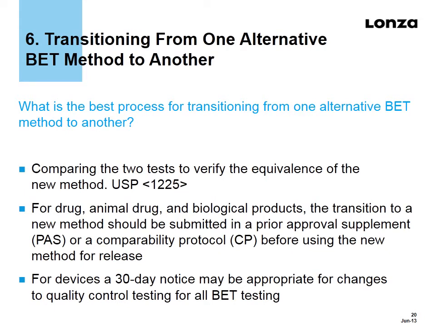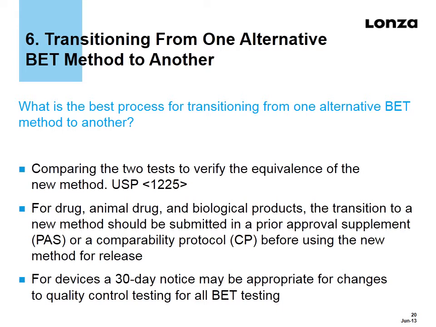The next question is regarding transitioning from one alternative BET method to another. And the question is, what is the best process for transitioning from one alternative BET method to another? This is done by comparing the two tests to verify the equivalence of the new method using USP Chapter 1225. For drug, animal drug, and biological products, the transition to a new method should be submitted in a prior approval supplement, or PAS, or by using a comparability protocol, CP, before using the new method for release.